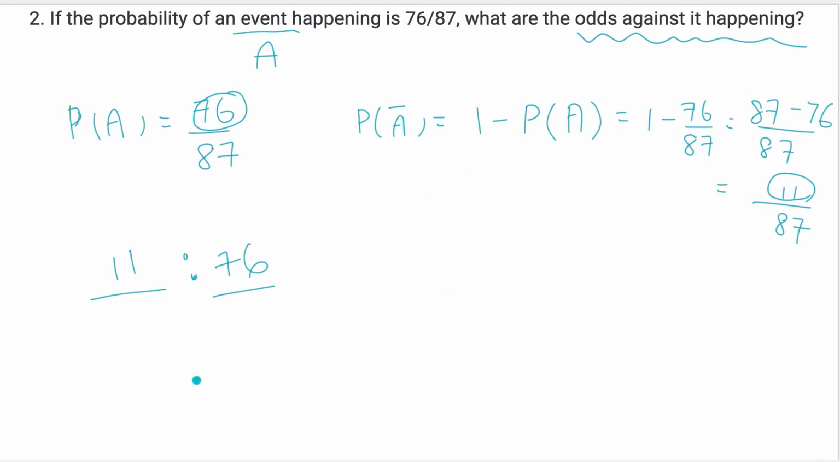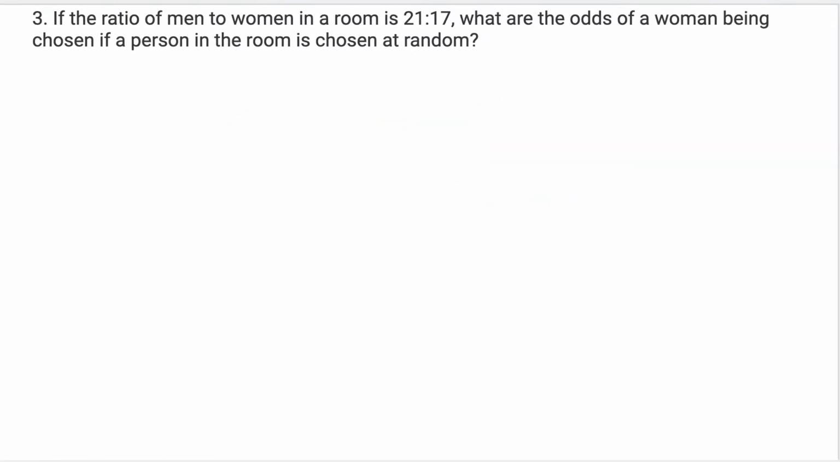Okay. Then what's odds in favor? We can just flip it around. It's 76 to 11. Okay. Hopefully by now you have an idea about odds against and odds in favor.